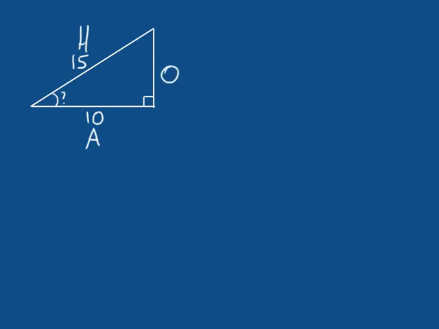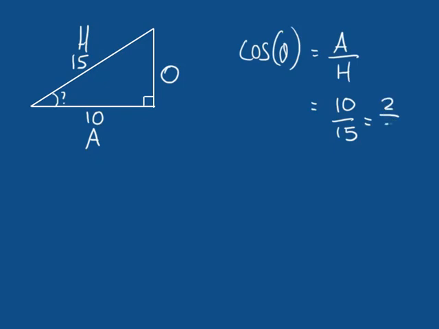So now we know that we have the length of our hypotenuse and we have the length of our adjacent edge, and that allows us to calculate the ratio for our cosine, because we know the cosine of our angle is equal to the adjacent over the hypotenuse. That's equal to 10 divided by 15, which is equal to 2/3. So we've got this ratio. We know that the cosine of our angle is equal to 2/3.